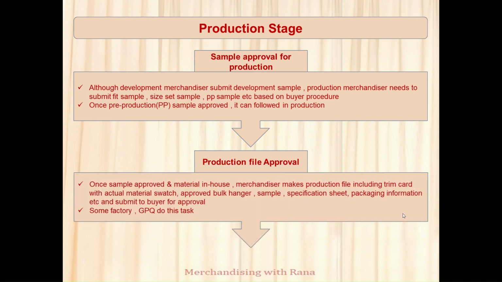Production file approval. Once my sample is approved and material is in-house, then as a merchandiser, I have to make one production file, including a trim card. In the trim card, there will be all actual material swatches. Then approved bulk hanger sample. If it is a bigger sample, it might not be added with the production file. A specification sheet where the actual approved measurement will be, packaging information, etc. Actually, it is based on buyer requirement. Some factory GPQ do this task.